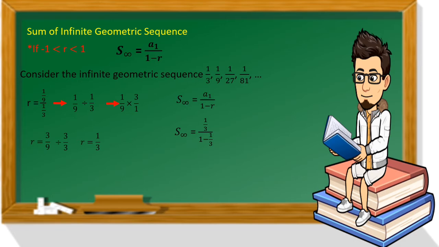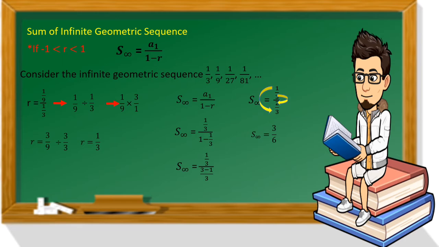First we're going to subtract 1 minus 1/3. So we have 1/3 over 3 over 3 minus 1 over 3. So 3 minus 1 is 2, giving 2/3. So we have 1/3 divided by 2/3. And then we're going to divide 1/3 by 2/3. So 1 times 3, that is 3, and then 3 times 2, that is 6.